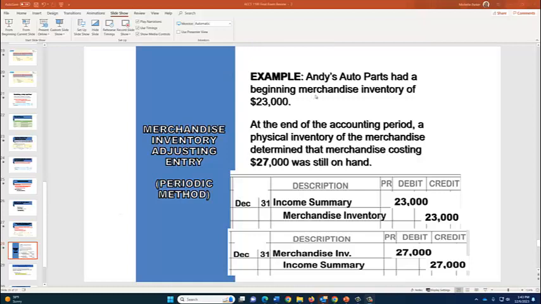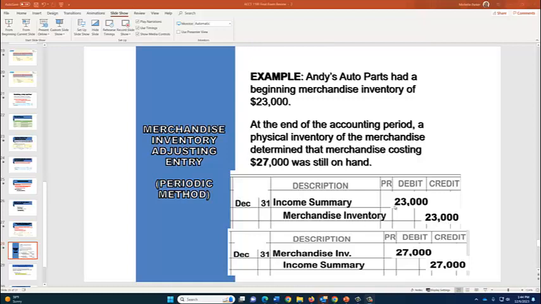So the beginning merchandise inventory was $23,000 and it has sat there on the books the entire year, so that's our old number. We went and counted our inventory and we actually have $27,000. So we need to remove the $23,000 first of all. And so we're going to credit merchandise inventory for the $23,000. That takes it off the books.